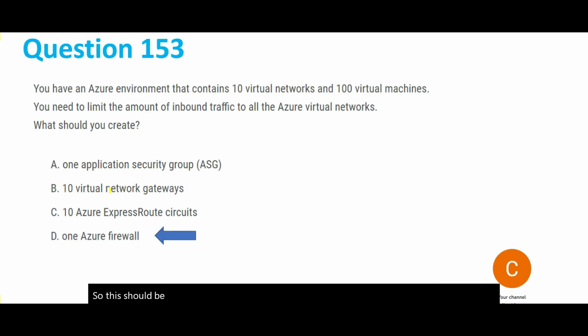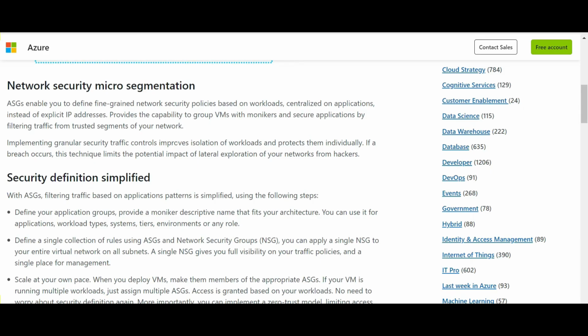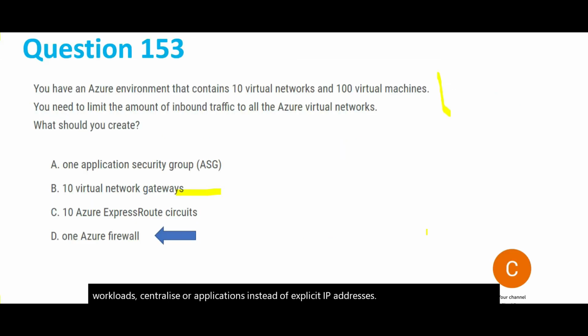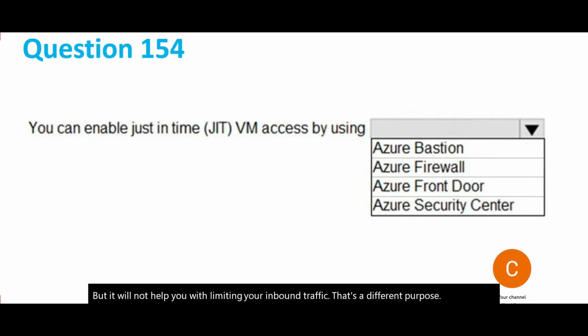B cannot be an answer in this case because virtual network gateways are used to connect your on-premises networks to the Azure virtual networks. So B will not work because in this question, nobody is talking about on-premises stuff. So what does ASG help you with? It helps you define fine-grained network policies based on your workloads, centralized on applications instead of explicit IP addresses. But it will not help you with limiting your inbound traffic. That's a different purpose.